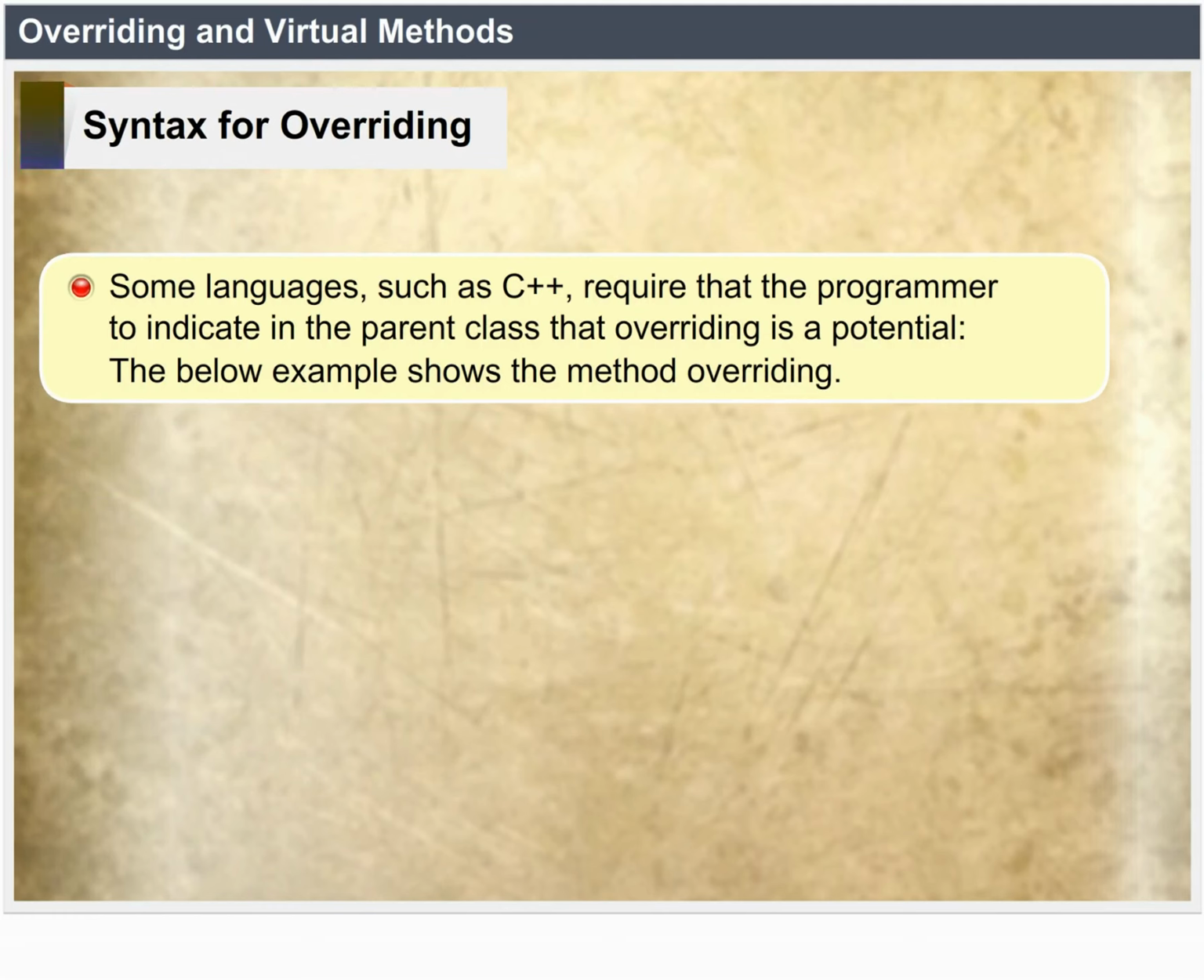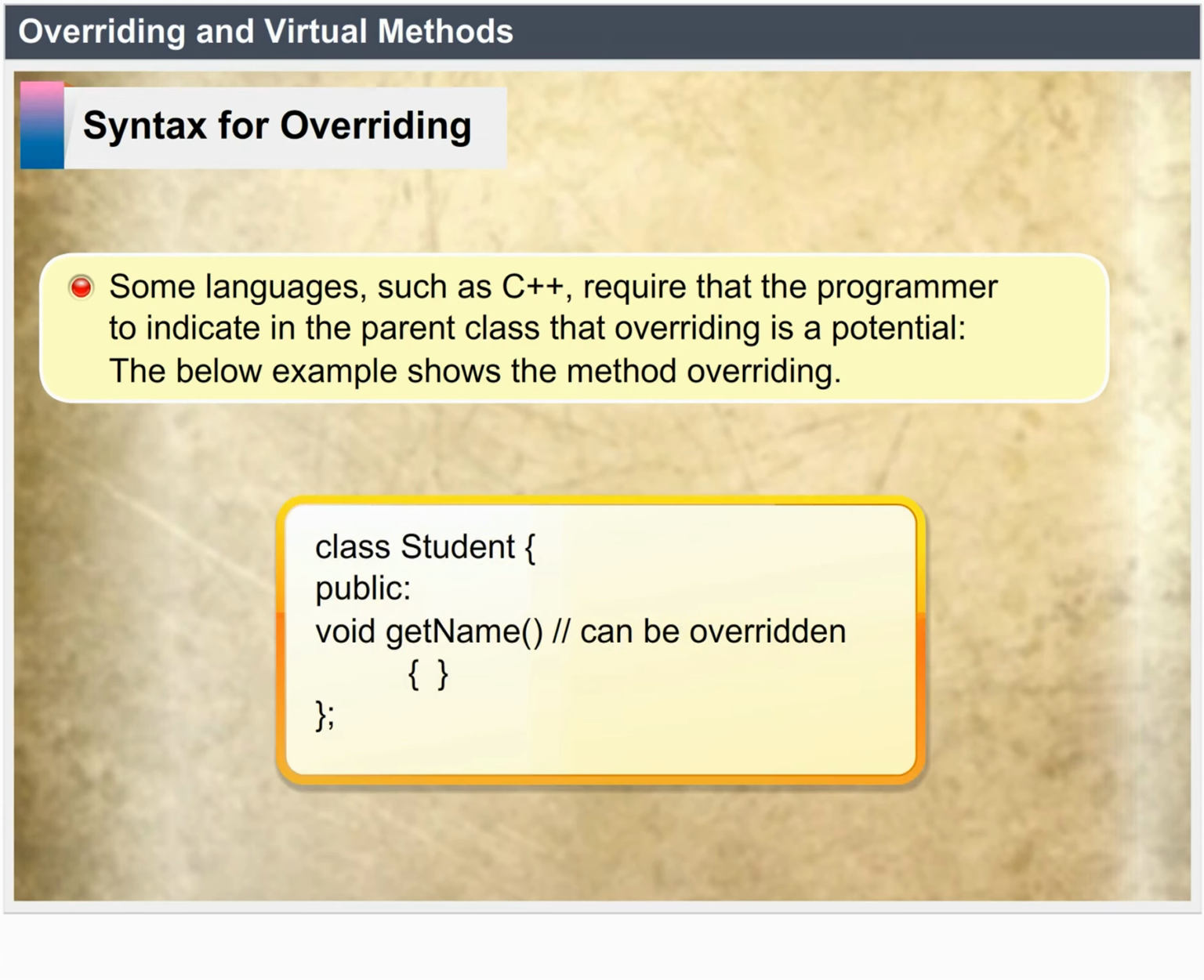Overriding and virtual methods. Syntax for overriding. Some languages such as C++ require the programmer to indicate in the parent class that overriding is a potential. The below example shows the method overriding. Class student { public void getName() } It can be overridden.